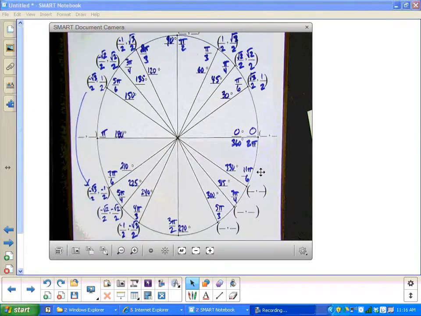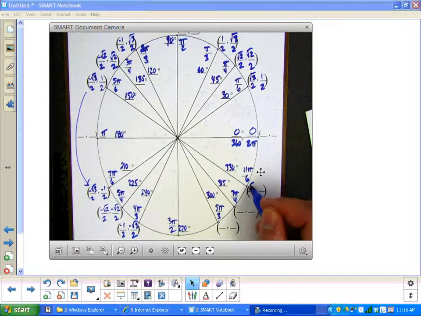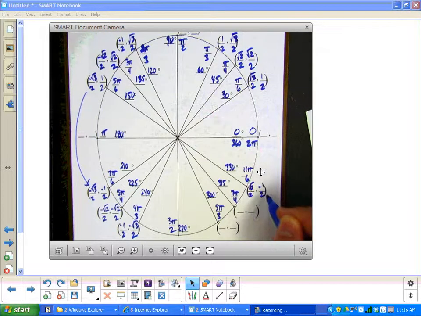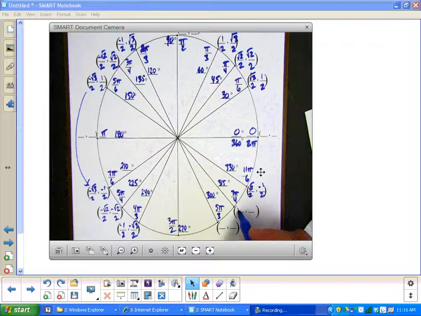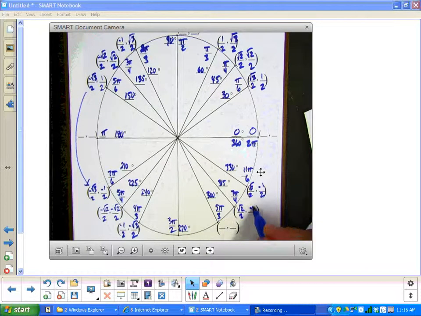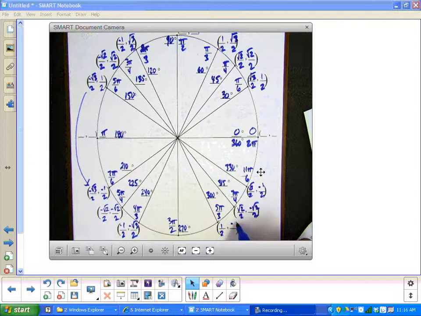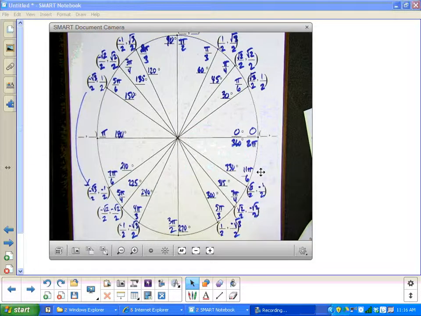Now, let me write these in real quick. All right, so I'm going to reflect this one down. So it's going to be square root of 3 over 2 and then negative 1/2. All right, this one would be square root of 2 over 2 and then negative square root of 2 over 2. And this one's going to be 1/2 and then negative square root of 3 over 2.